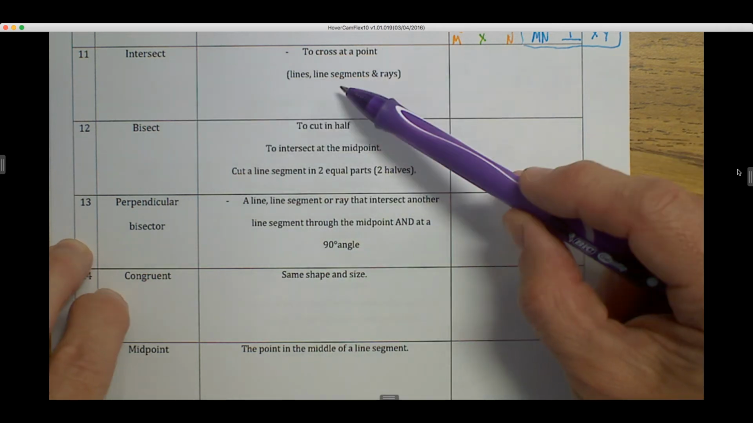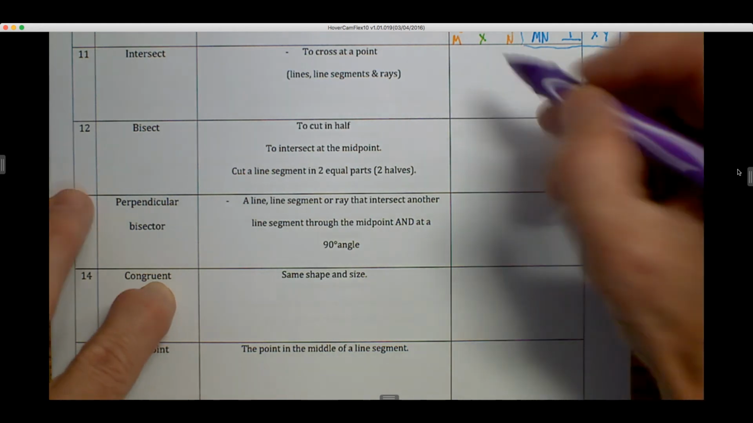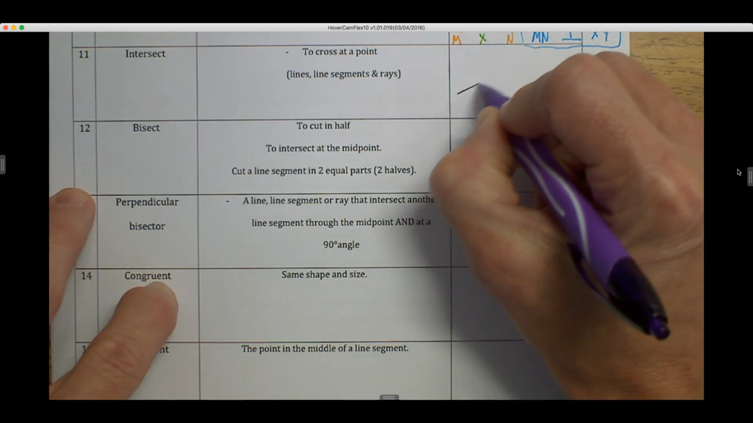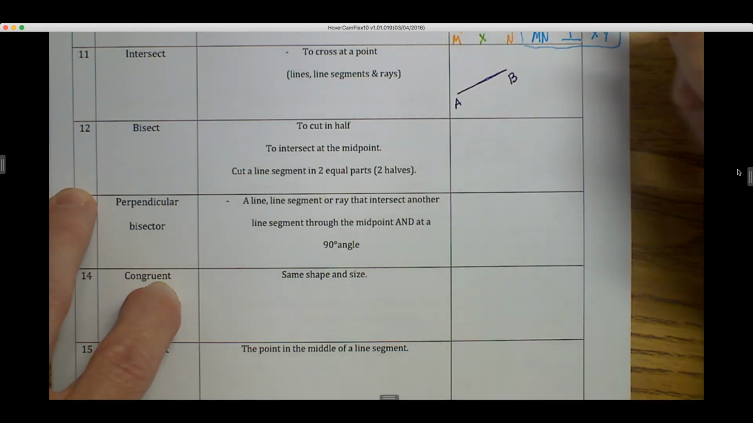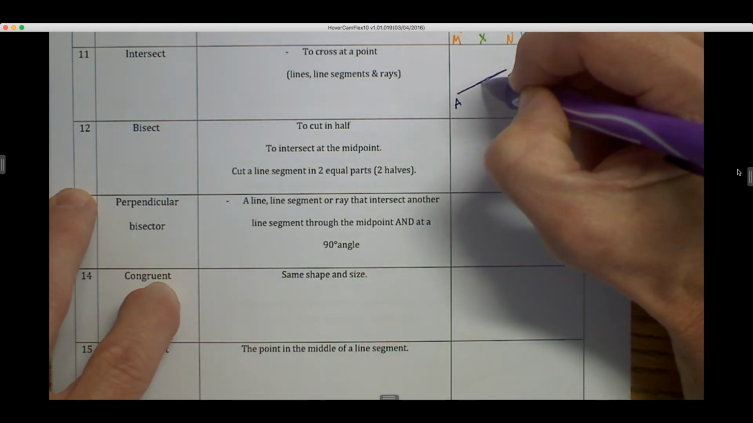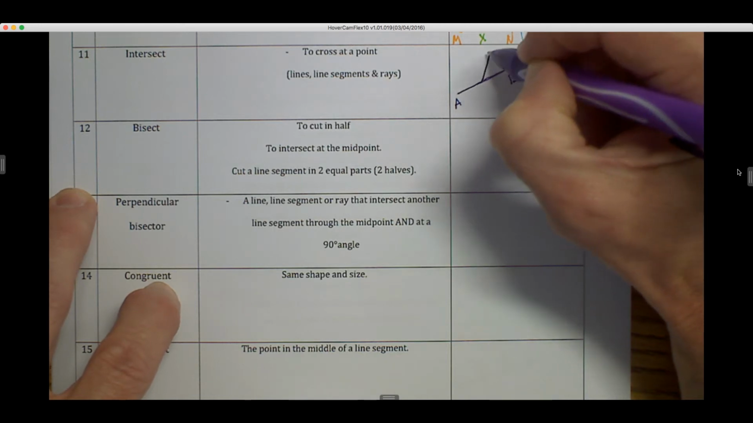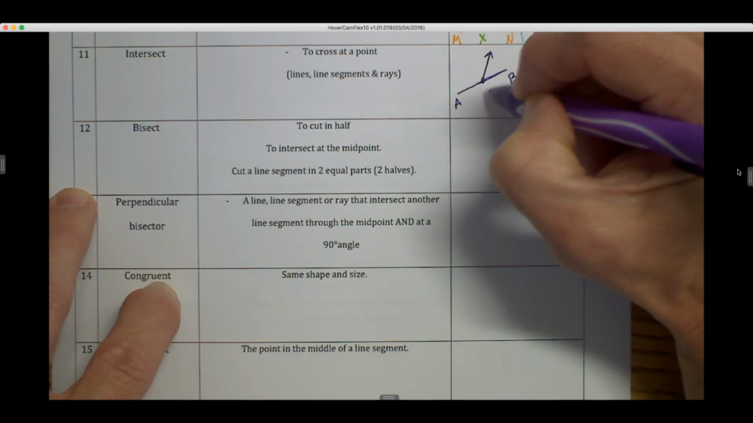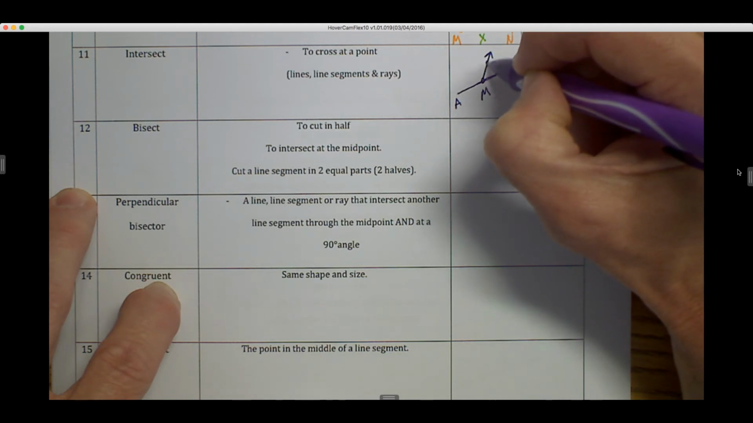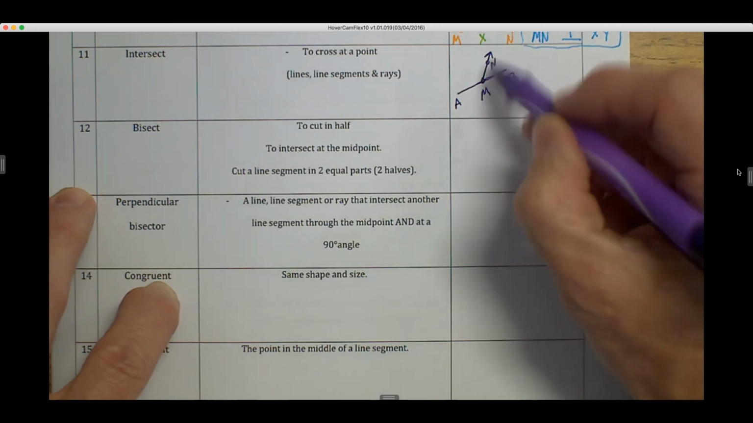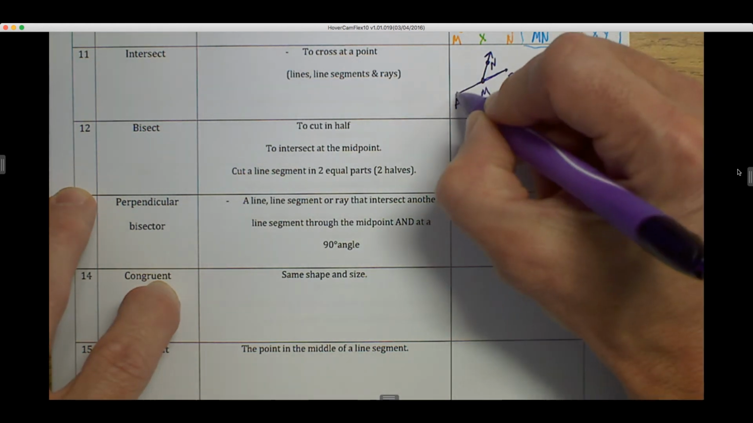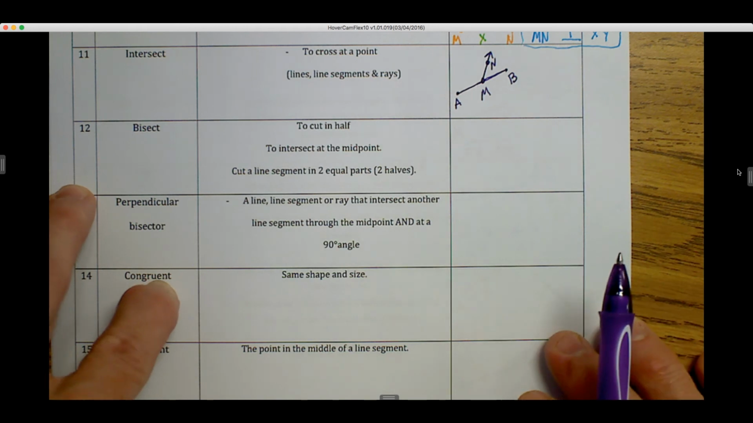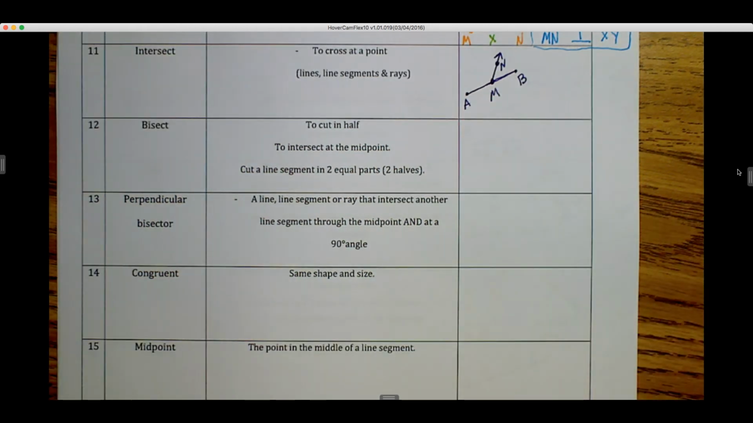We have lines, line segments, and rays. They intersect. So we'll do it real quick. Maybe we'll have a line segment. We'll call it line segment AB. And that will intersect with a ray. And we'll call that ray MN. So ray MN intersected with line segment AB. There's really no notation for intersect. It's just the idea that they are moving into each other.